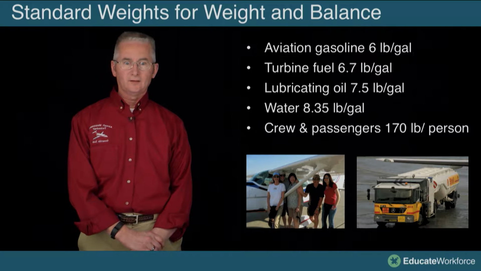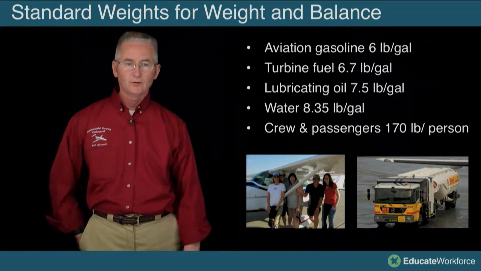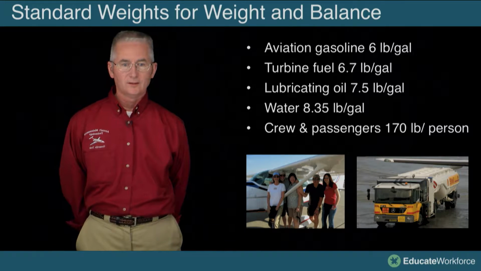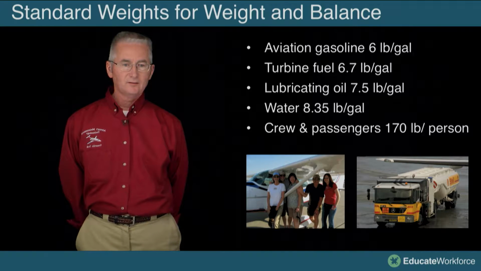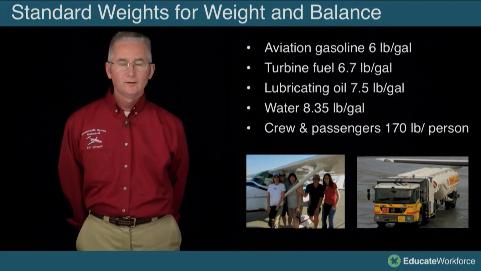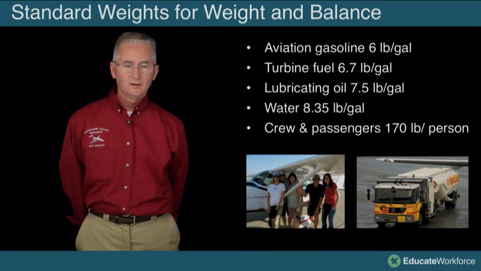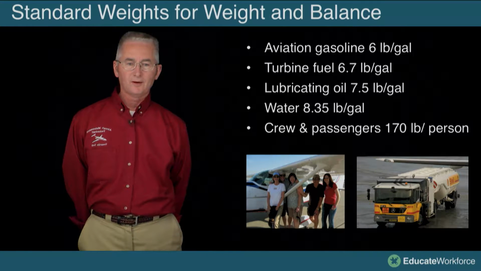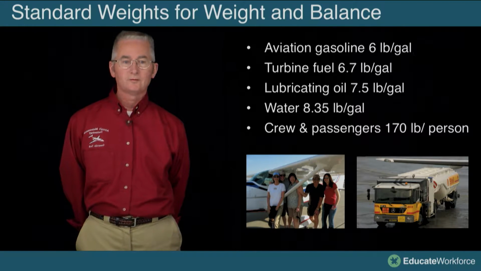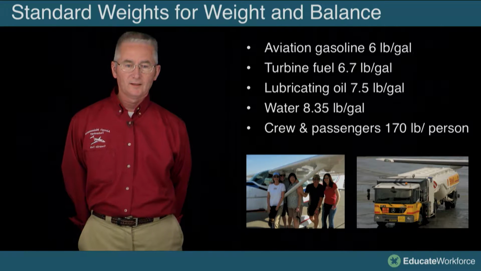There are some standard weights for weight and balance that we need to take into consideration. You'll find that in a textbook, or you'll find that in the AC 43.13. Aviation gasoline is about 6 pounds per gallon. Turbine fuel is a little heavier at 6.7 pounds per gallon. And lubricating oil is 7.5 pounds per gallon. But remember, most of our oil systems are serviced in quarts, so we'll have to take that into consideration.